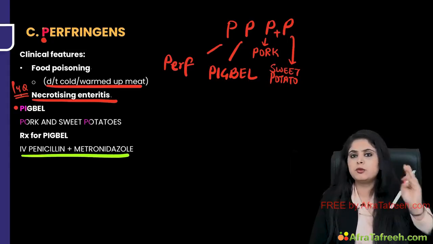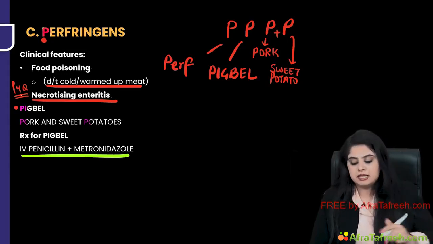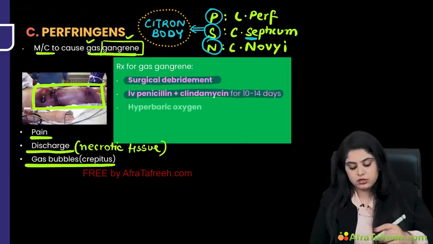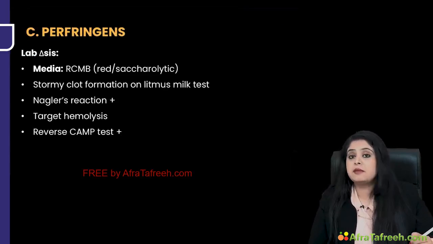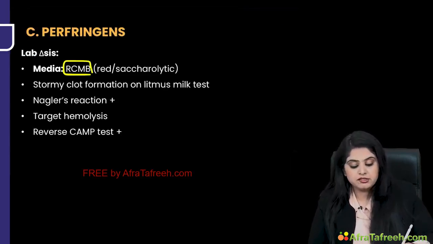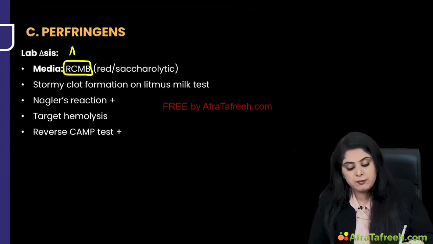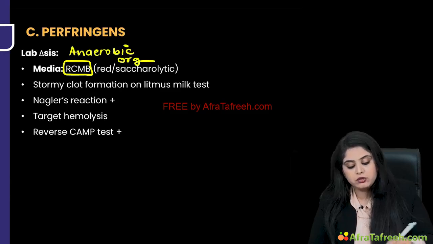Everyone's clear? So now the whole story of food poisoning, pig bell, and gas gangrene is done. Now let me come to the lab diagnosis. There is a very, very famous media called Robertson's cooked meat broth. I hope you remember. Whenever we have to go in for any anaerobic organism, we are going to use Robertson's cooked meat broth.